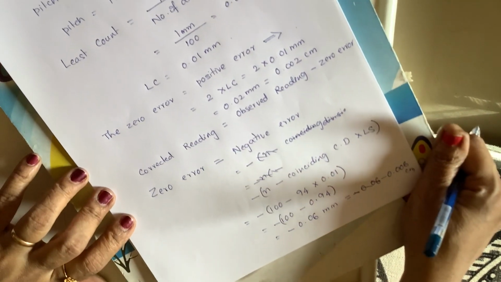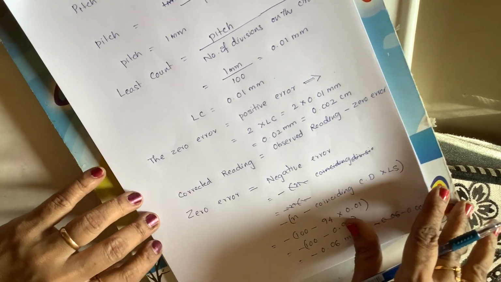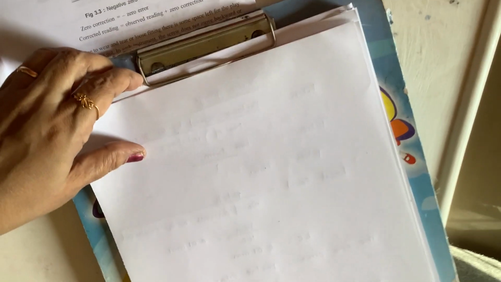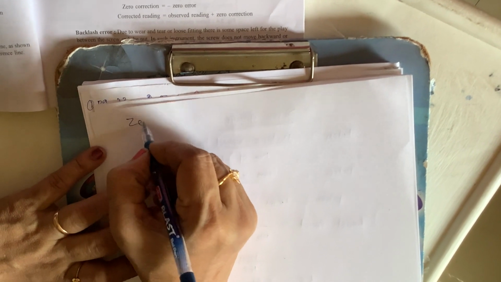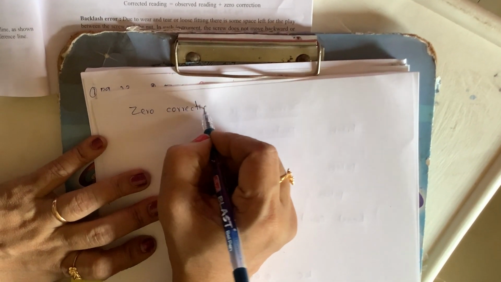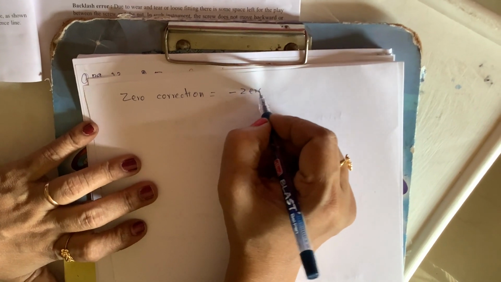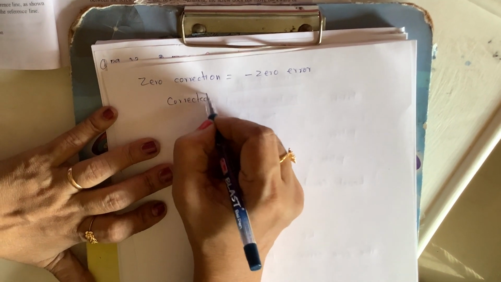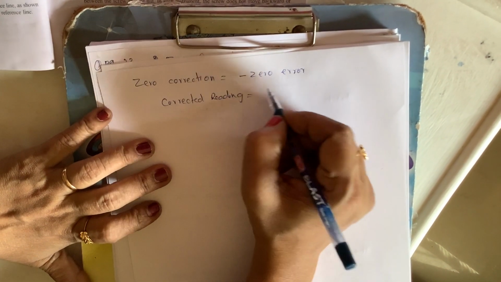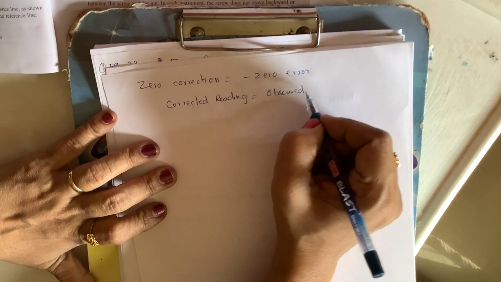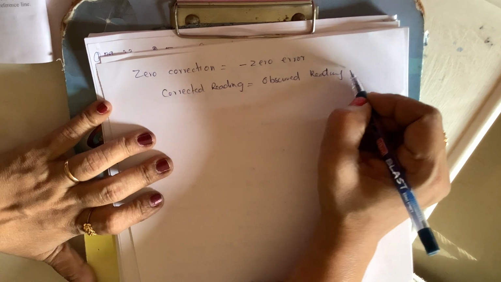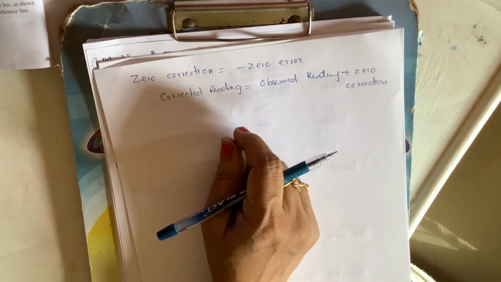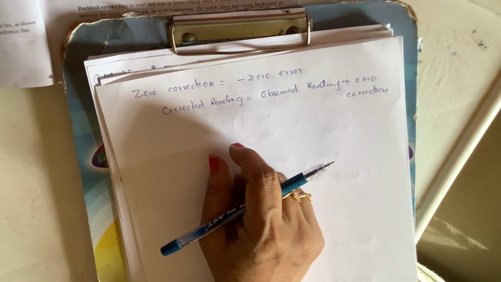So in case of negative error, what we have to do? So in case of negative error, I'll write here, this page is over. In case of negative error, zero correction is equal to minus zero error, that is a negative error. In this case, corrected reading is equal to observed reading plus zero correction. If you know this much, it is more than enough. Now we can start measuring.